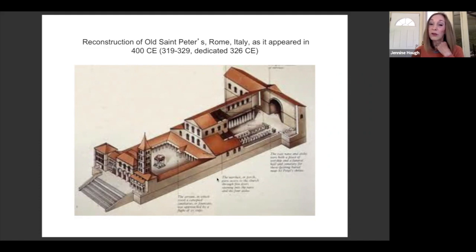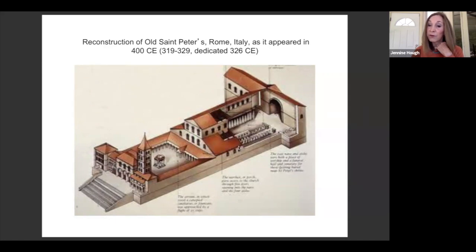This was how it looked in 400. It was made of brick and wood for the most part, other than the columns, some stone in the front. And these were gates that you entered. The tower was later, probably in the fifth, sixth, seventh century. And here's your colonnaded atrium. And this is three stories.